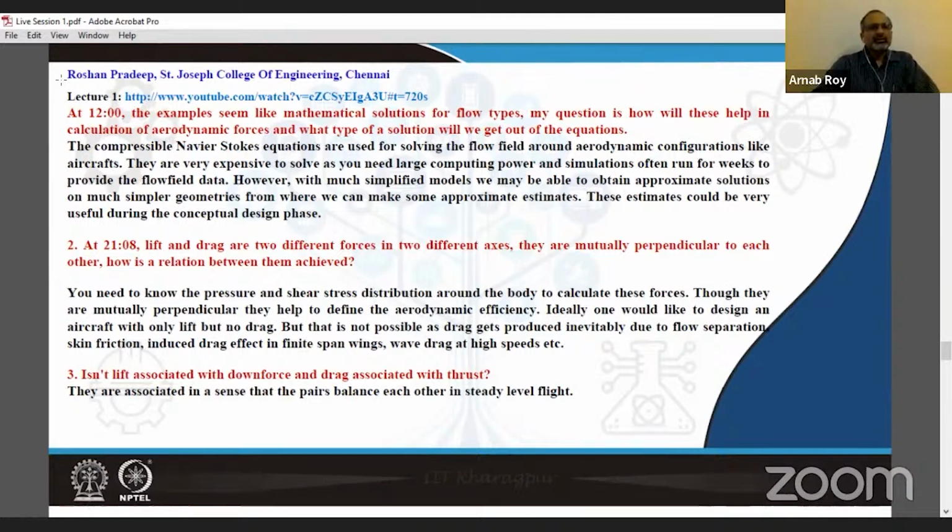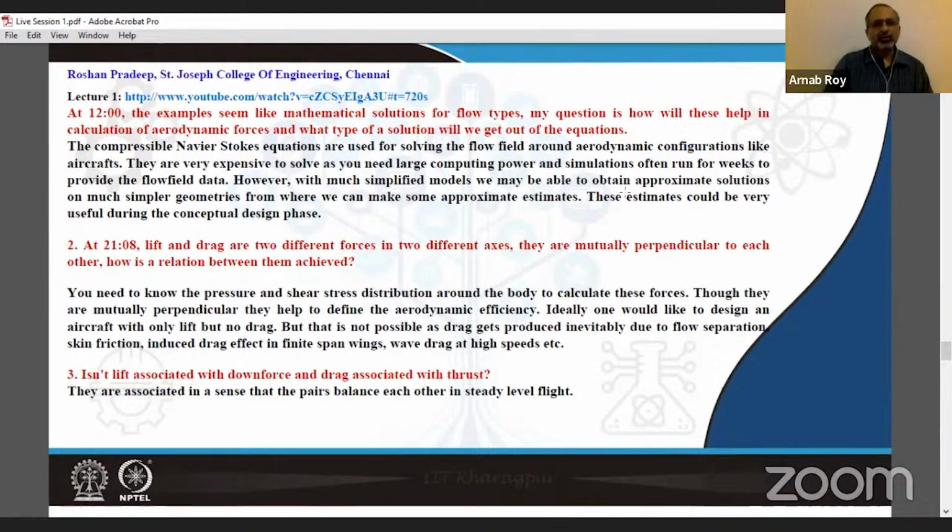Here is a question from Roshan Pradeep, a couple of them actually. This is related to lecture 1. He says that for the examples in lecture 1 that we have given about the mathematical solutions for different flow types, he wants to know how these are related to calculation of aerodynamic forces, and what type of solution we will get from such equations.